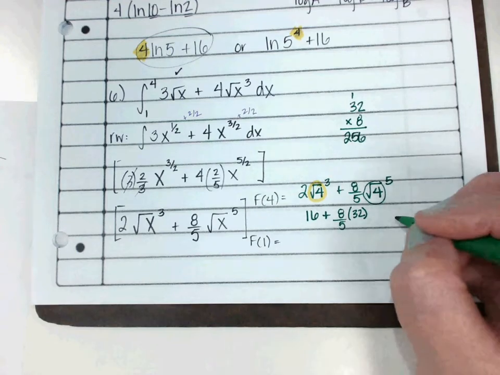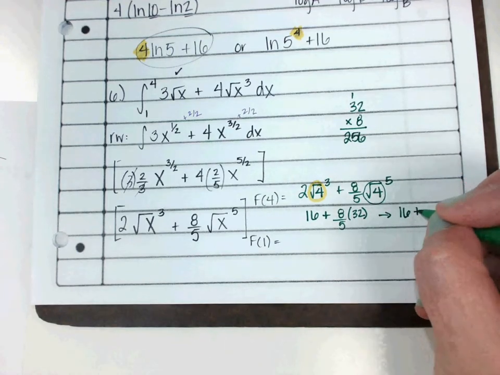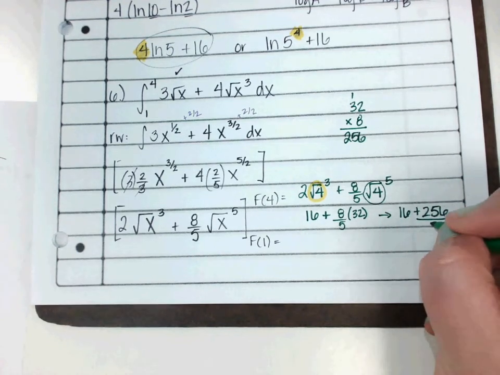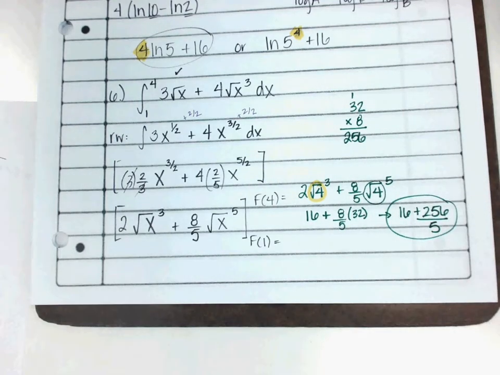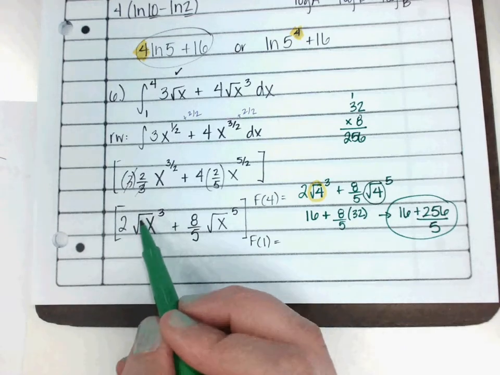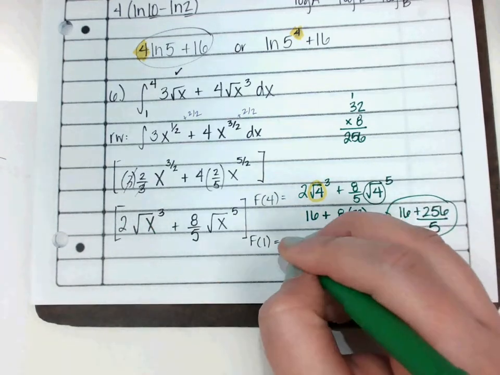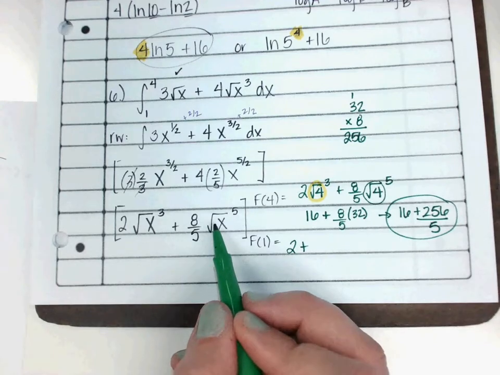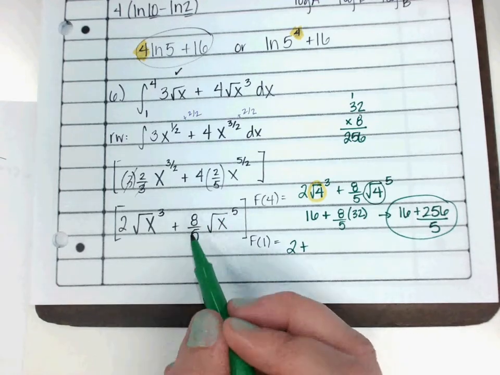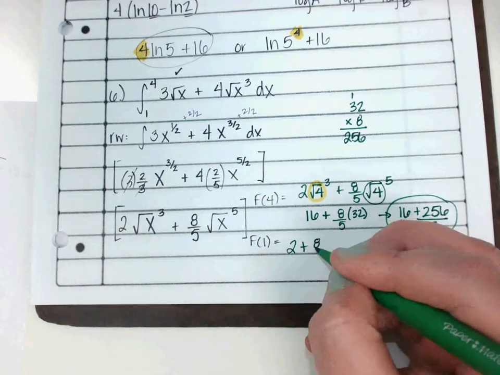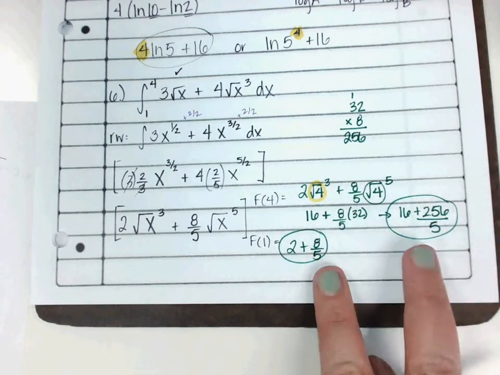25. So that is the same as 16 plus 256/5. Okay, that level of math you should be able to do. On the bottom though, easy, I'm plugging in a 1. What is 1 to any power when I multiply it by 2? 2 plus. What is 1 to any power times 8/5? 8/5. And then what am I doing with these two things?